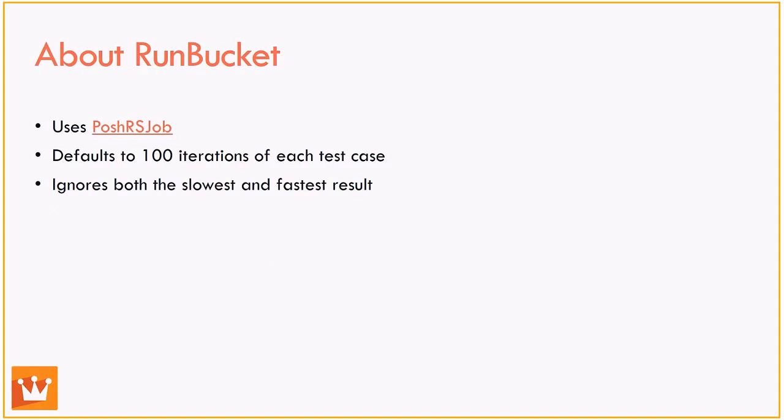And just to try and smooth out any outliers, I ignore both the slowest and the fastest results out of those 100 iterations. And I average and do some other statistics on the results as well.